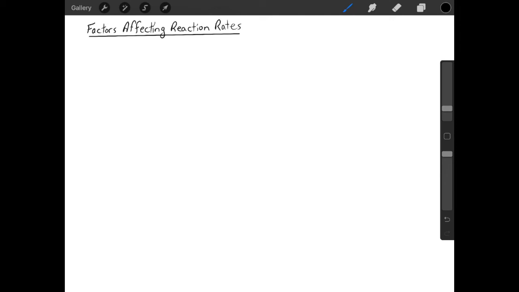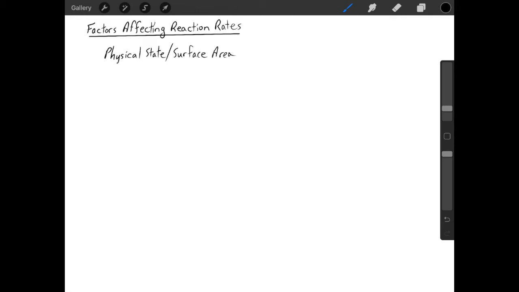There are a number of different factors that affect how fast a reaction happens. That is, factors that affect reaction rates. And those factors mostly come down to two considerations. Does the factor affect how quickly or how often or how easily the reactant molecules come together or collide? Or does it affect the speed at which those reactant molecules collide?